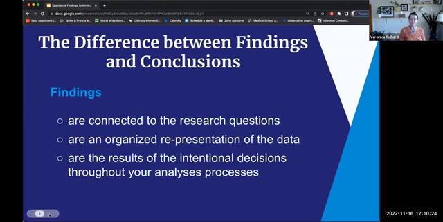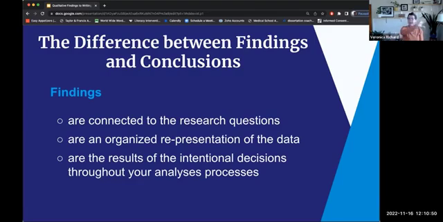Okay, the findings are connected to the research questions, but we are not answering our research questions per se. This is a big difference between quant and qual research. In quantitative research, we do answer the research questions in our findings chapter or our findings section. So this, I think, is where things get confusing.